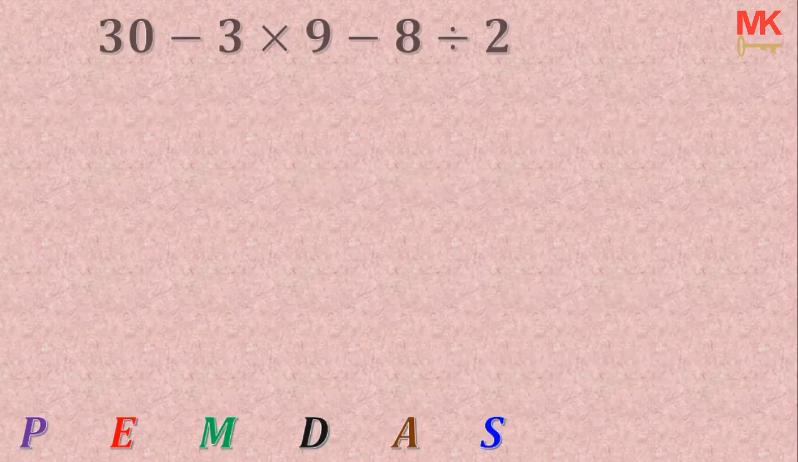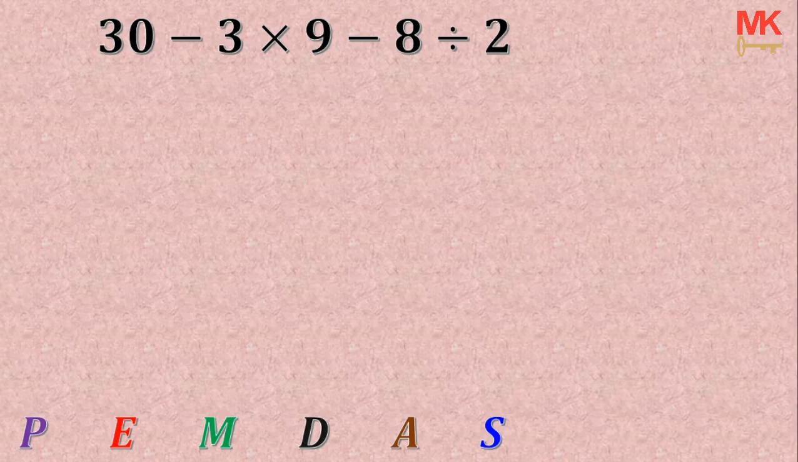Let's see some examples. Supposing we have this expression, 30 minus 3 times 9 minus 8 divided by 2. What do we do here? We have the rule down there, PEMDAS. The rule says the first thing we look out for are the brackets, the parentheses. The question is this: are there brackets in this expression? Of course, there are no brackets. So the next we look out for are the exponents, the powers. There are still no powers in this expression.